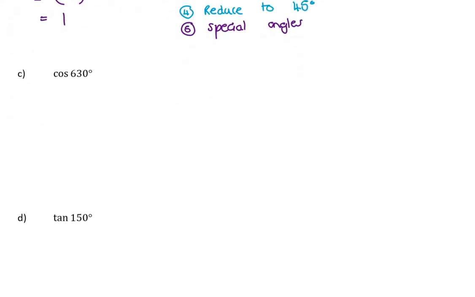Okay, let's look at question C. Question C is very interesting because my first step is to rewrite 630 degrees. The only problem is 630 degrees, that's huge. That's like bigger than 360. So the thing that's different here is note that 630 degrees is bigger than 360.